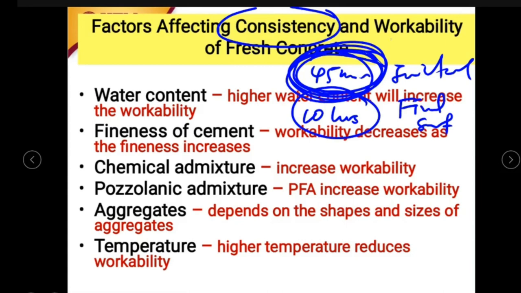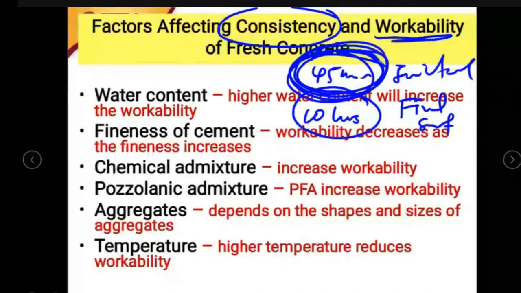And of course, workability, you already know that. So the factors affecting these two things, which is the optimum water content of the concrete, are as follows. The water content: higher water content will increase the workability. Fineness of the cement: the workability decreases as the fineness increases. Chemical admixtures will increase the workability. Pozzolanic admixtures, PFA, increase the workability. Aggregates depend on the shape and size. And also temperature: higher temperature will reduce the workability, like I said multiple times, the slump loss.